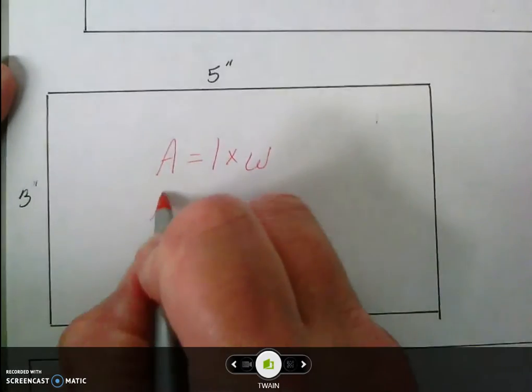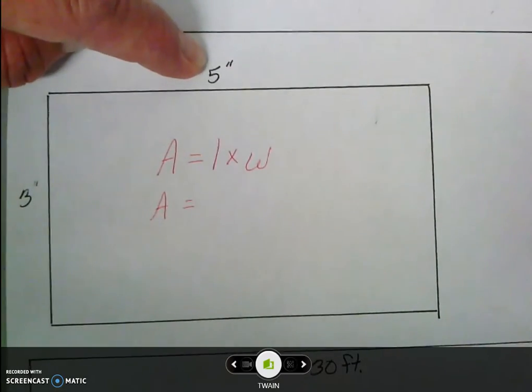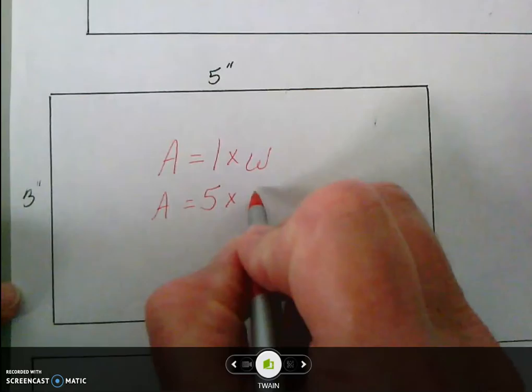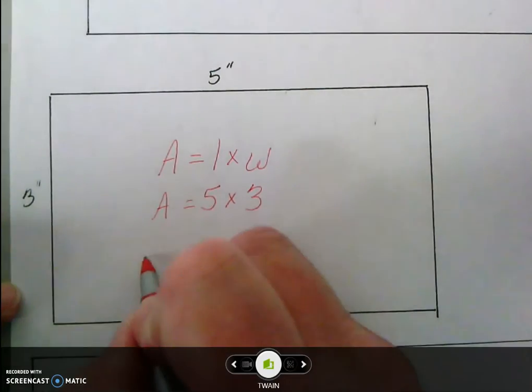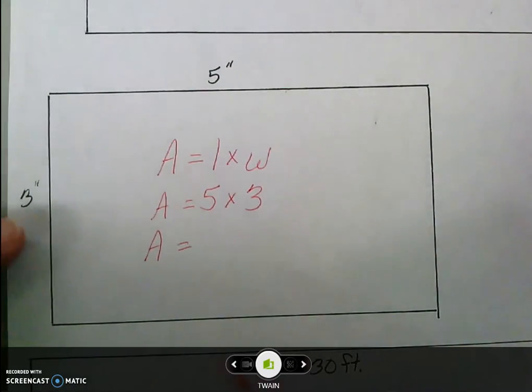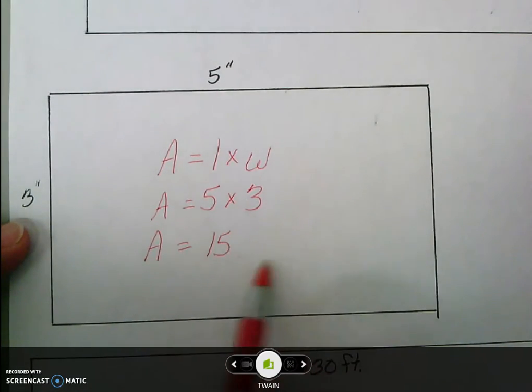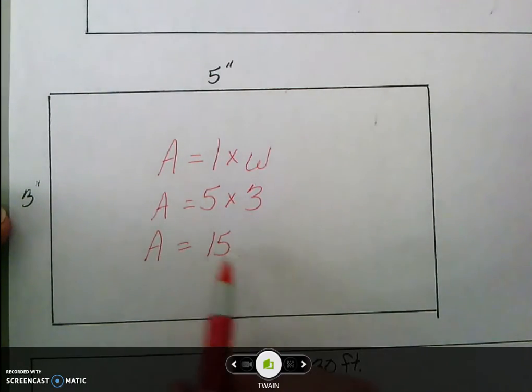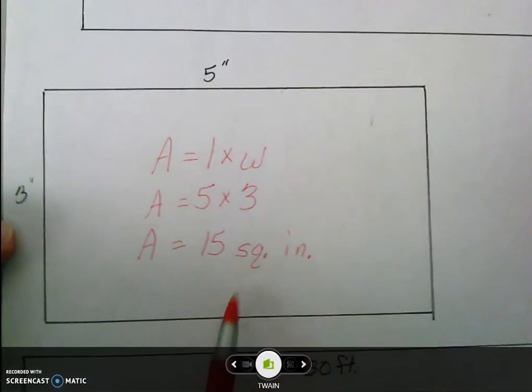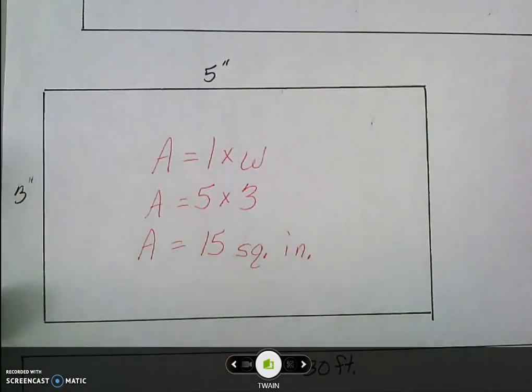Okay, so the area is the length is 5 inches times the width of 3 inches. So area equals, what is 5 times 3, Bentley? Right, 15. Now how do we label that though? Deegan, do you remember how to label that? Right, 15 square inches. If you don't put in the square part, then it's counted wrong because you don't have it labeled correctly. So you have to say 15 square inches.